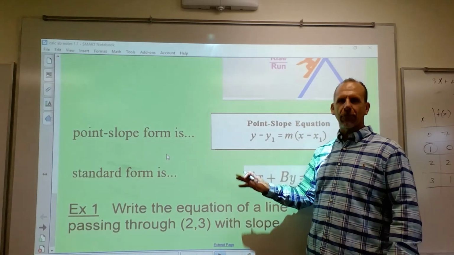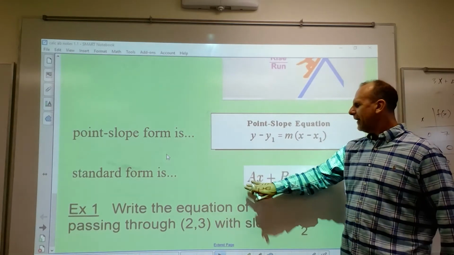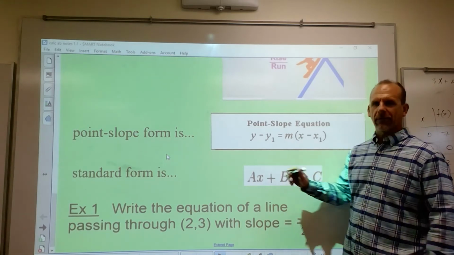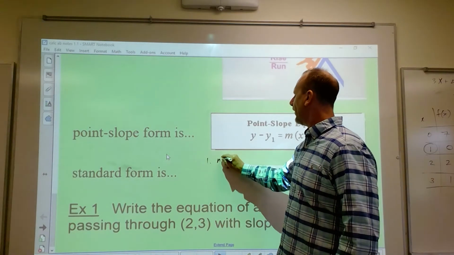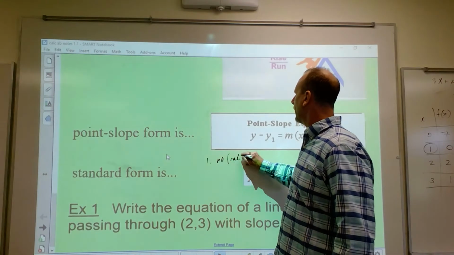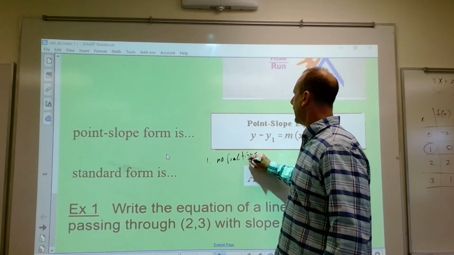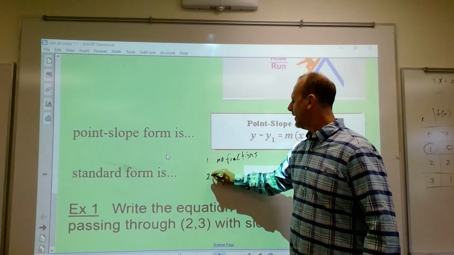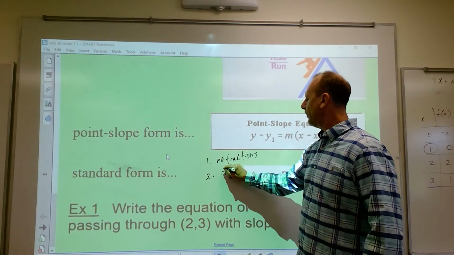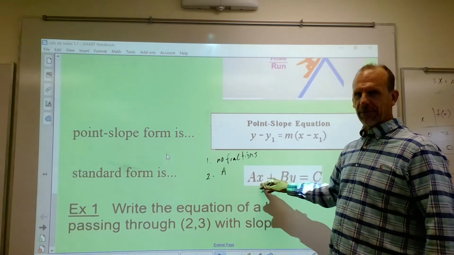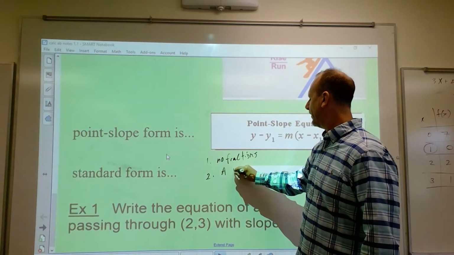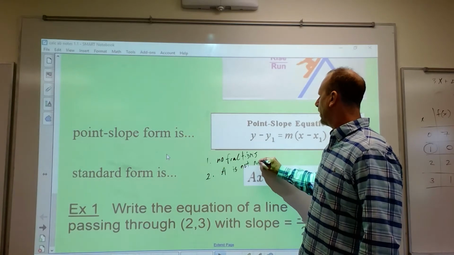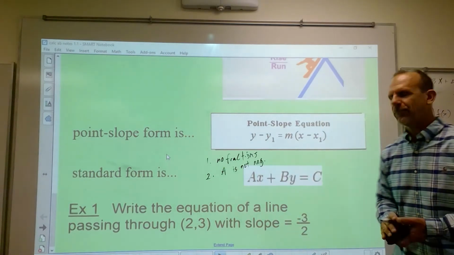The two rules for standard form are this. Some with the X, some with the Y, and C. Rule one, no fractions. Can't have fractions. And the other rule is A, the number in front of the X, the leading coefficient, is not negative. All right, so here we go.